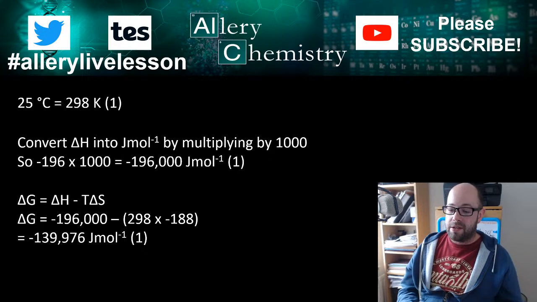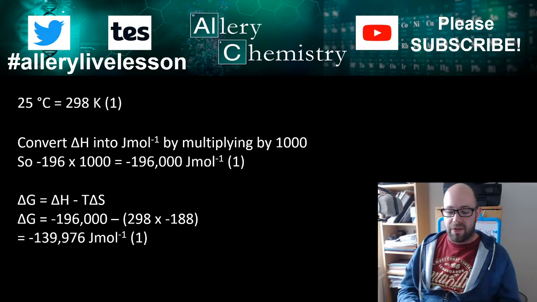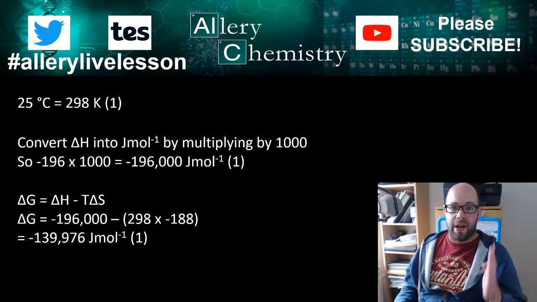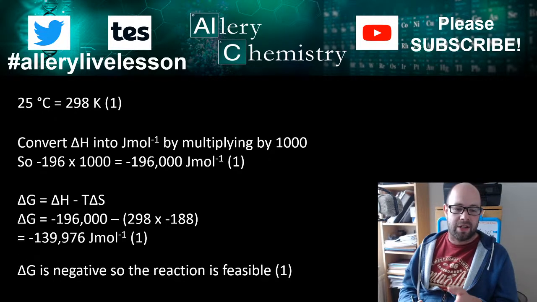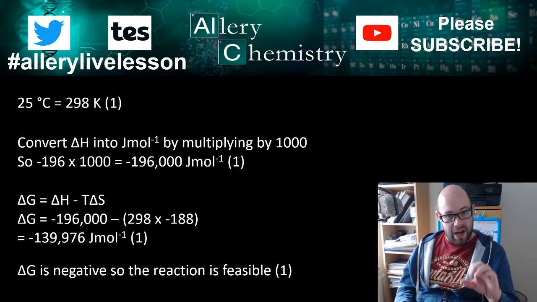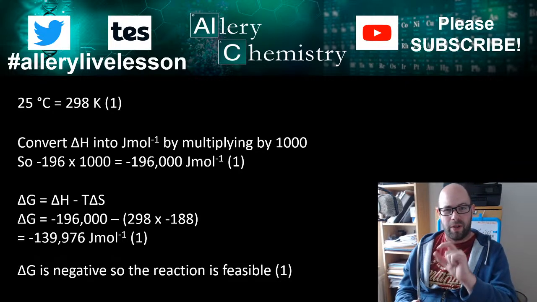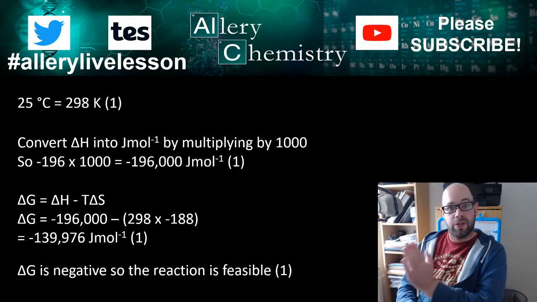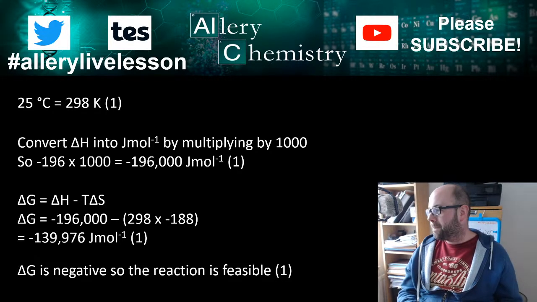The last mark is the explanation bit. So remember, it was saying explain the significance of the sign of the value obtained. So we've got to explain that. This is a negative delta G, and remember, if delta G is negative, that means the reaction is feasible. So remember, for a reaction to go, delta G needs to be negative or 0. It's just feasible when its value is 0. If you get a positive delta G value, it means that reaction under those conditions is not actually going to go.